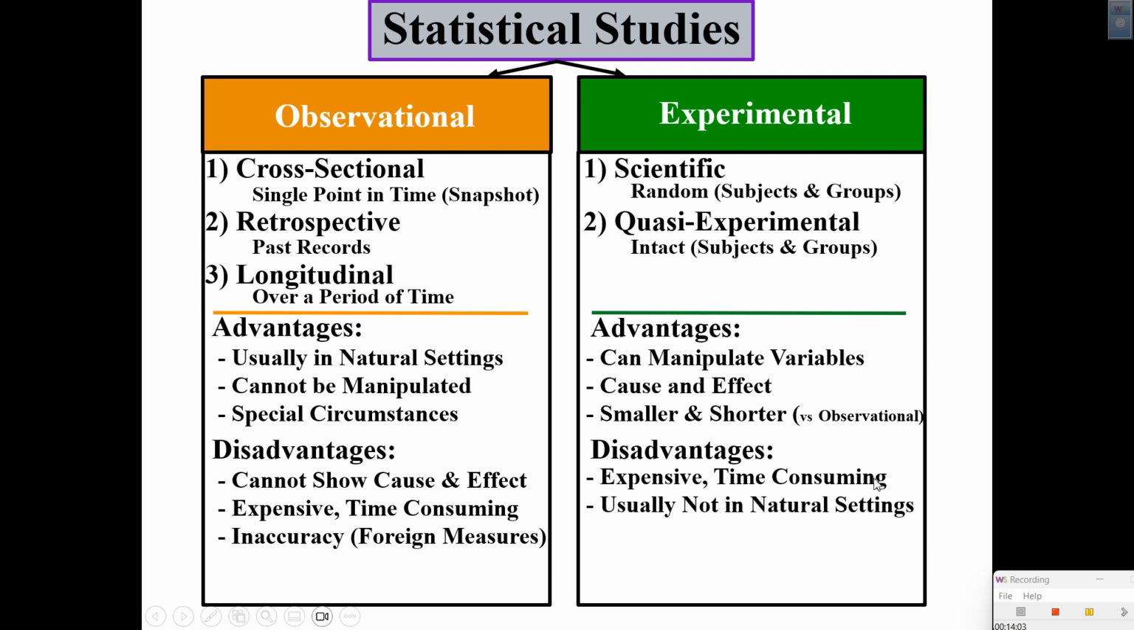Usually not in a natural setting. So experimental, even though I did one that day experimental, most of those experimental studies are done inside a place where it's a controlled environment. Also, what that brings with disadvantages is sometimes there's unethical practices.